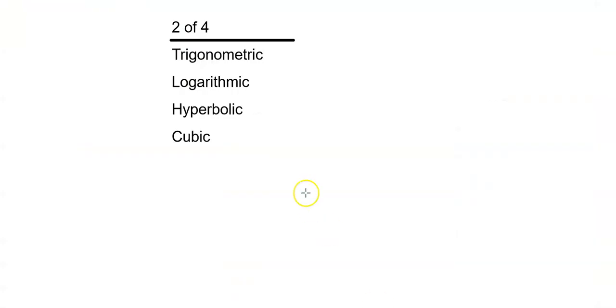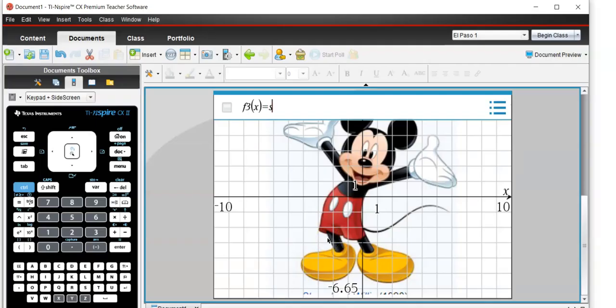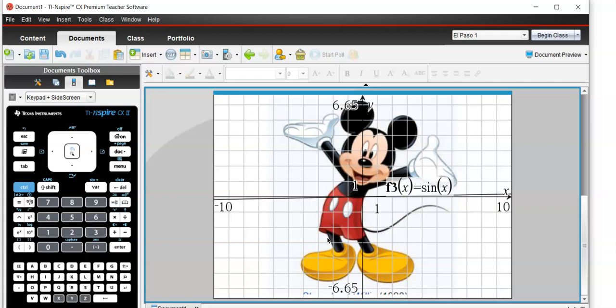Okay, today we're going to talk about adding two of the four required elements here. You have to do two of four of these. So these are kind of the weird functions. Trigonometric, let's look at that one first. A basic one might be sine of x here.